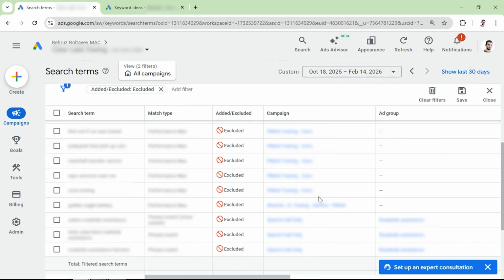So guys, these are some of the mistakes the advertisers can make when they want to generate phone calls with Google Ads.